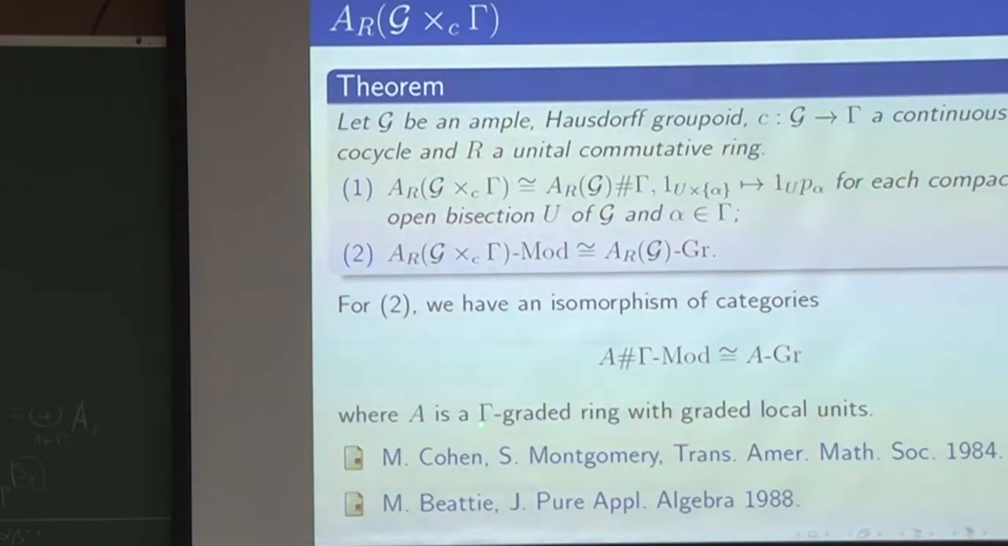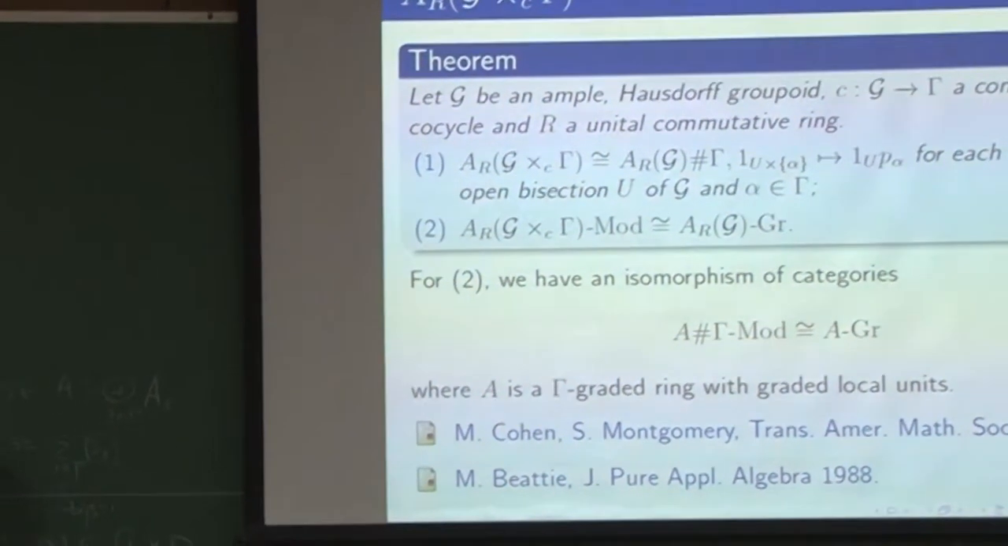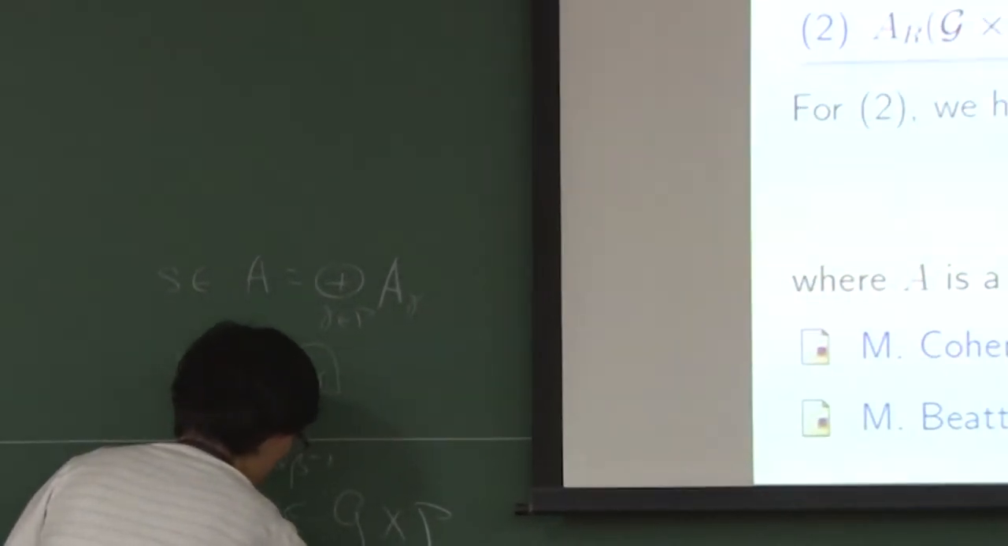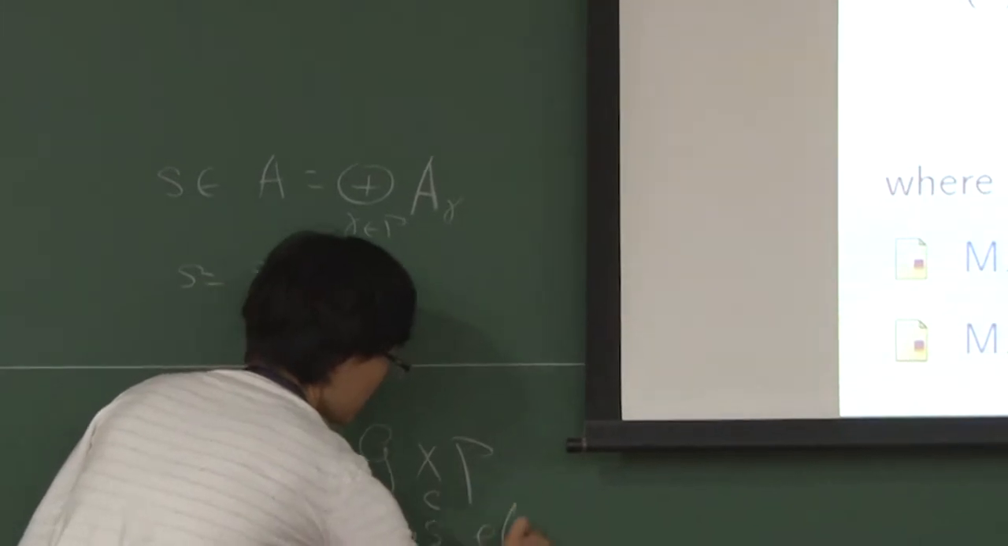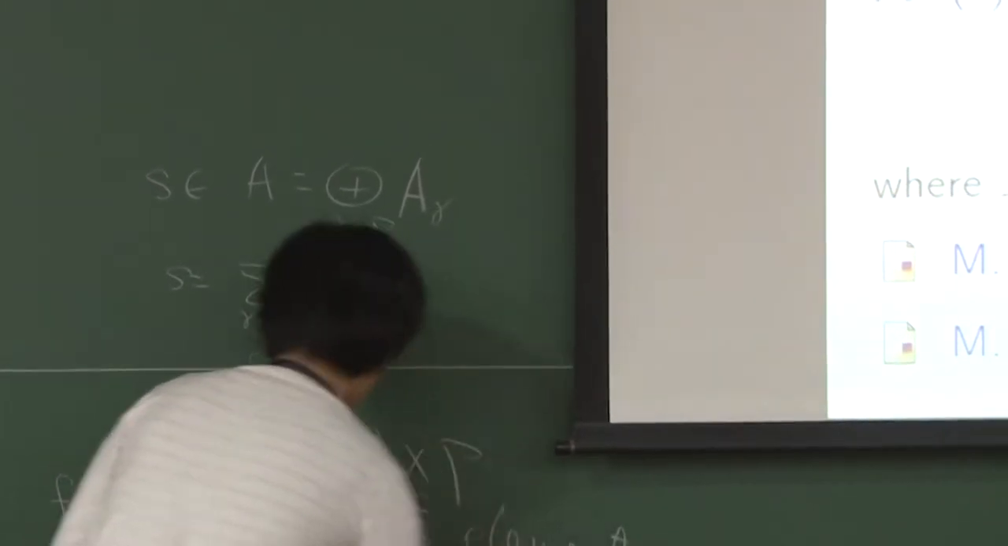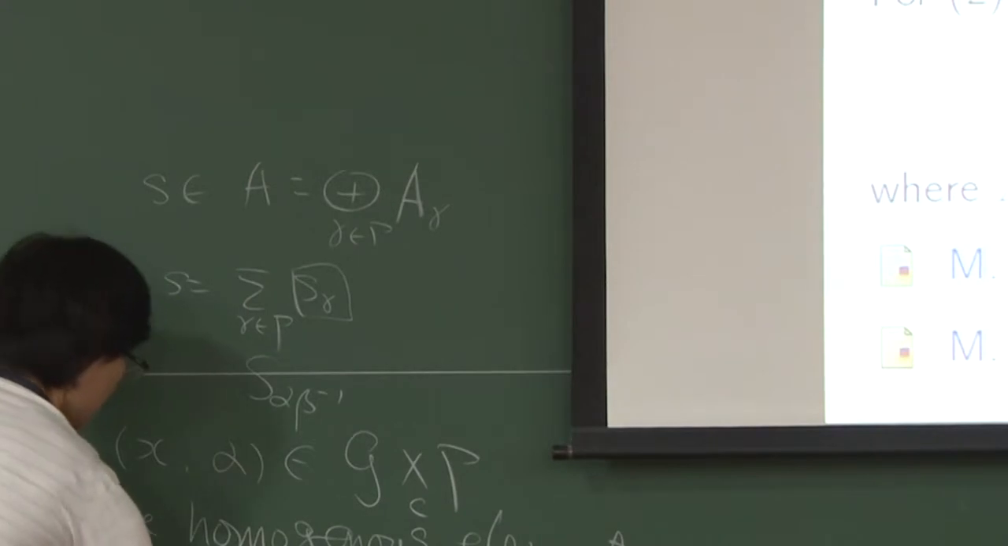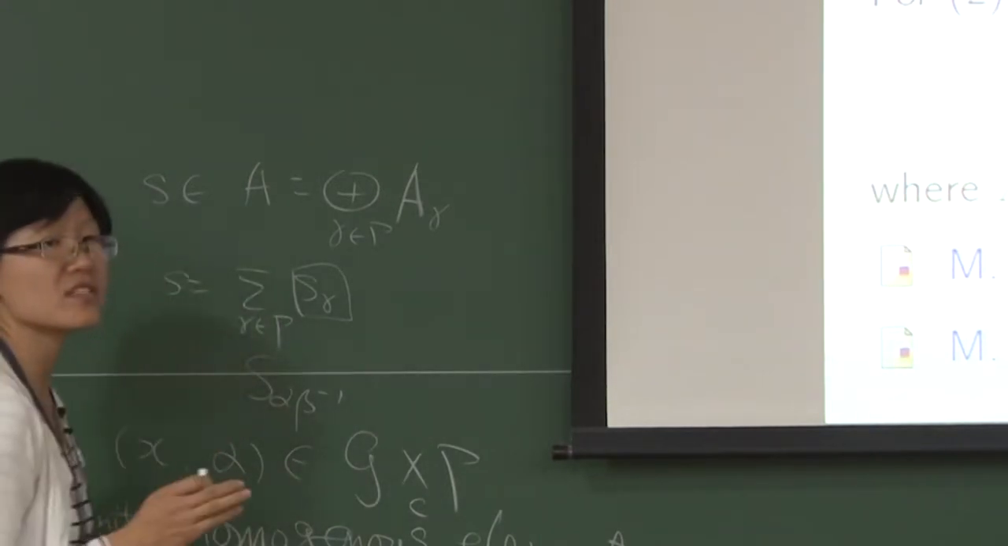So here, what is a graded ring with graded local units? That means for any finite homogeneous elements x1, x2, ..., xn, there exists a homogeneous idempotent.